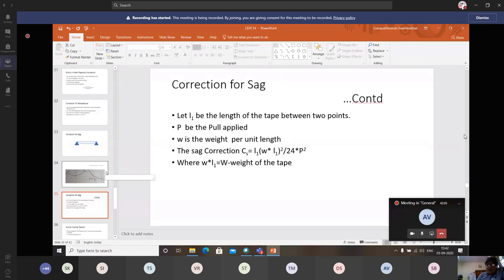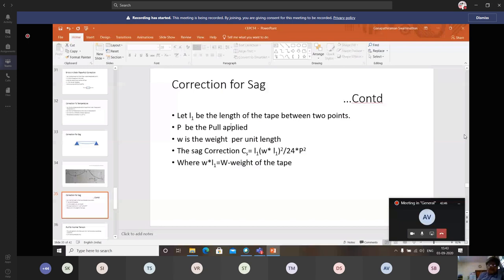W into L1 is the whole weight of the tape. What you should remember is the shock correction, Cs, equal to W into L1 square divided by 24 P square. In the course of it, you will be learning the bending moment diagram and the shear force diagram, but I don't want to go into it now. This is the concept of the shock correction.